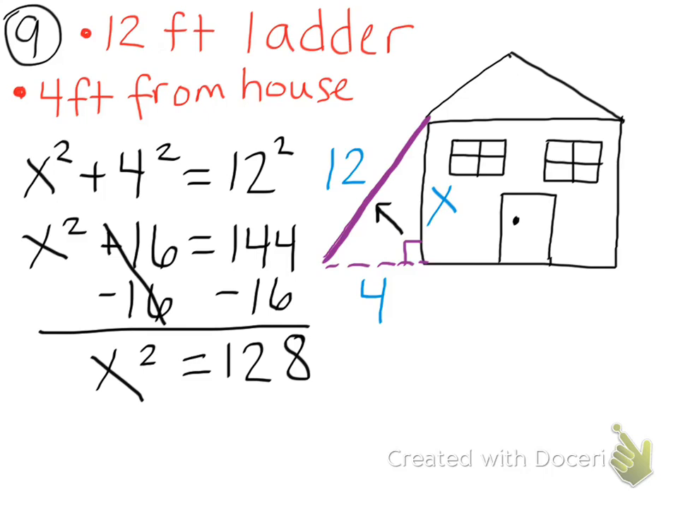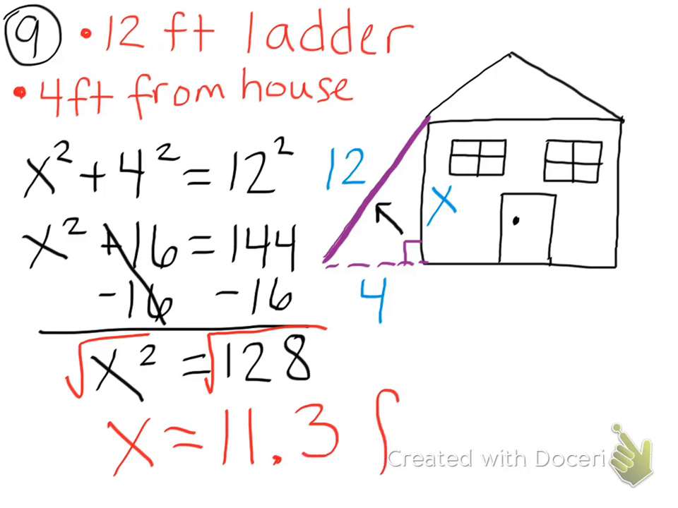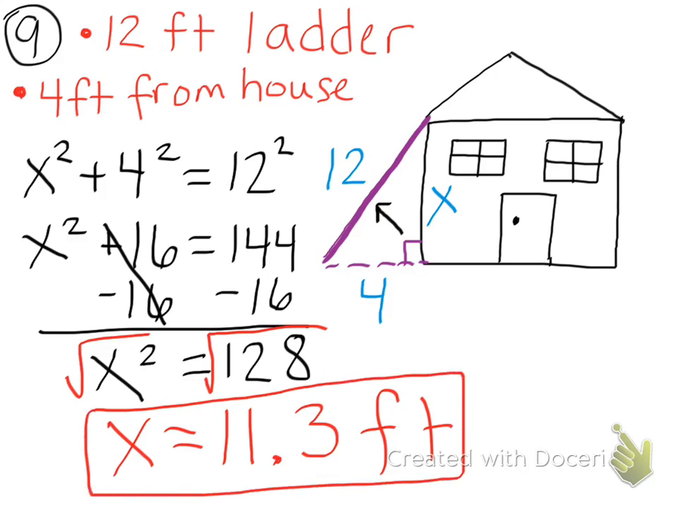And then to get rid of the squared, we take the square root of both sides. And x is equal to the square root of 128, which is 11.3, and this is in feet, so 11.3 feet. So this one is very similar to the problems that we just did.